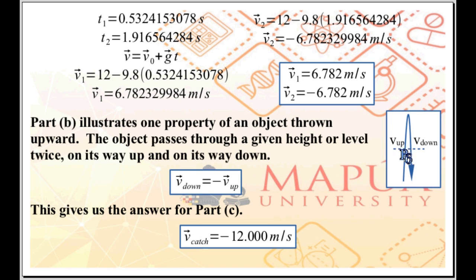When you compare the velocities at the 2 points, going up and going down, they are equal in magnitude but opposite in direction. V up is positive, V down is negative. So in this case, V1 is V up, whereas V2 is V down. V down is equal to negative V up. This property gives us the answer to part C of the problem.